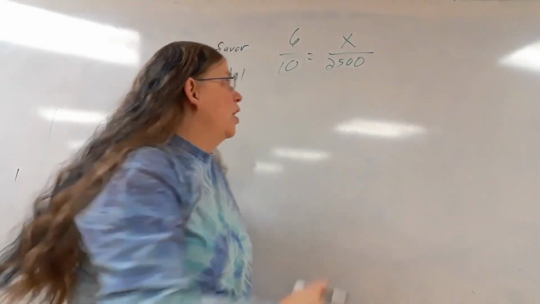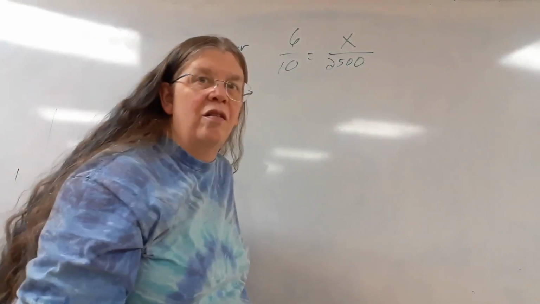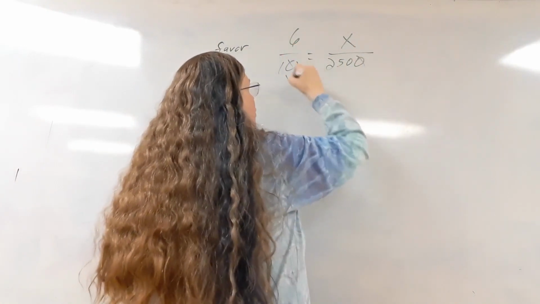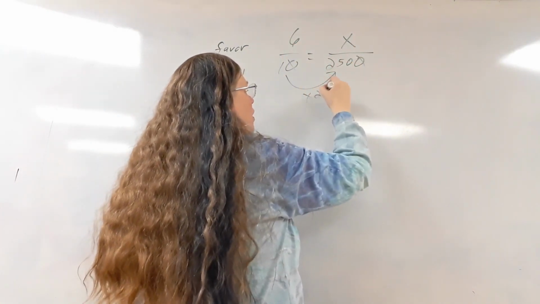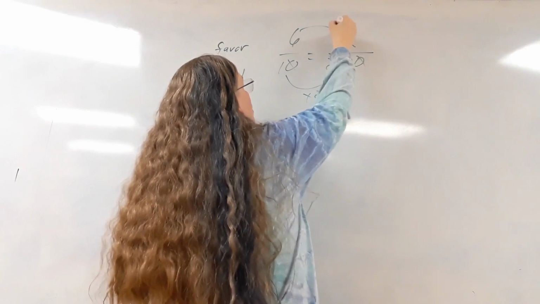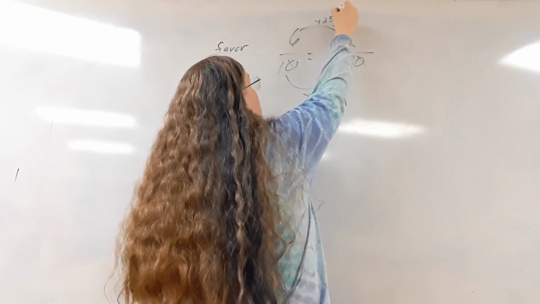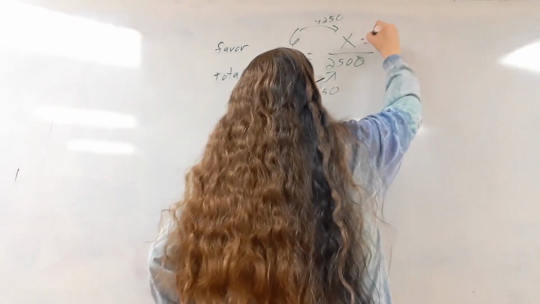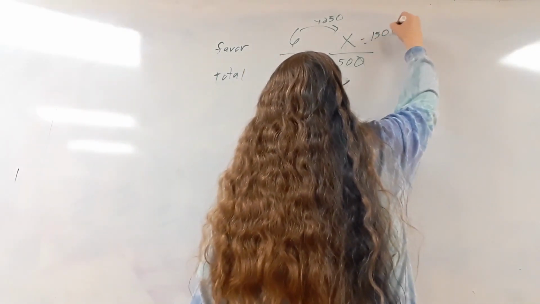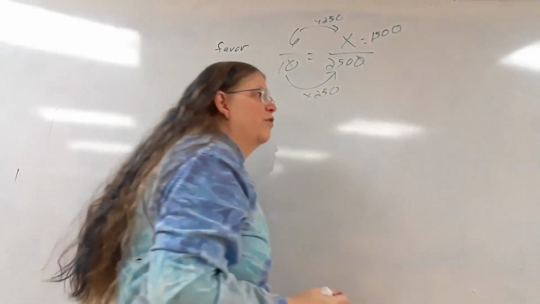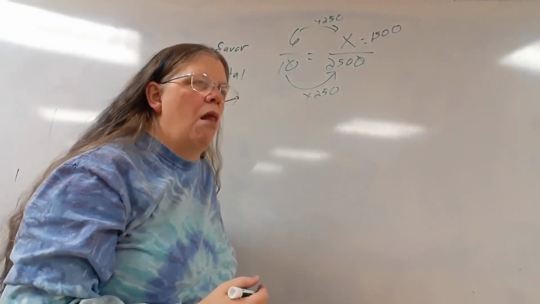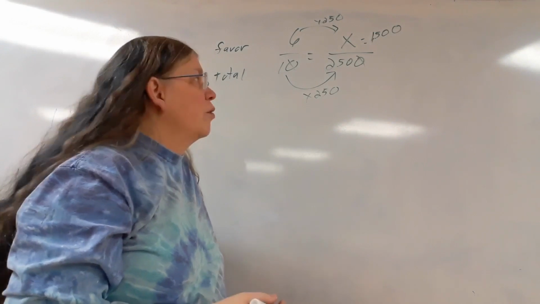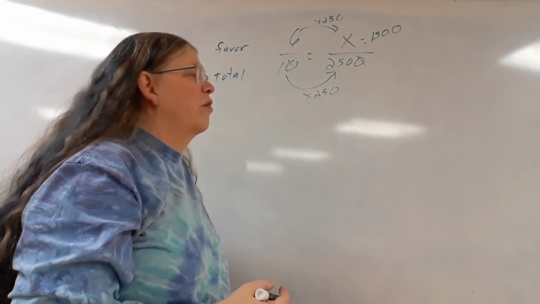Okay? We like the fact that this is 10, because that means that to get from here to here, we're multiplying by 250. So 25 times 6 is 150, plus that extra 0, 1,500, or 1,500. Okay?